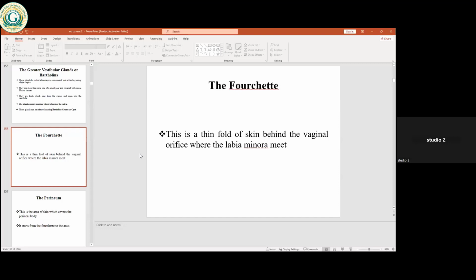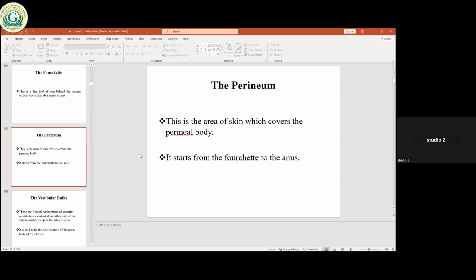Then we have the perineum. This is the area of skin which covers the perineal body. Now you ask, what is the perineal body? The perineal body is the area from the vagina down to the anus. The perineum is the skin covering the perineal body, starting from the fourchette to the anus. Remember, the perineum and perineal body are very important in labor.